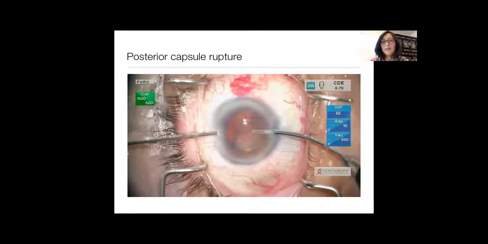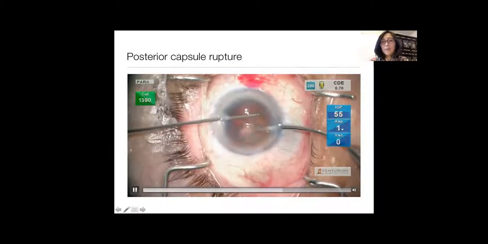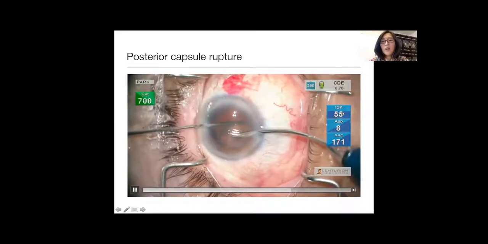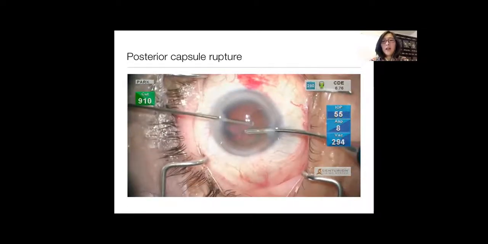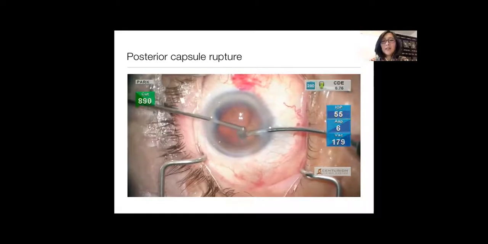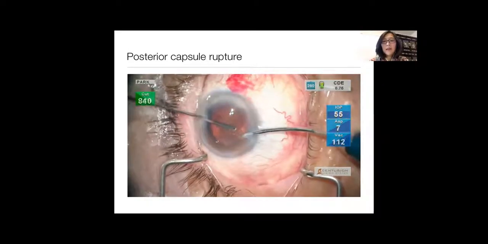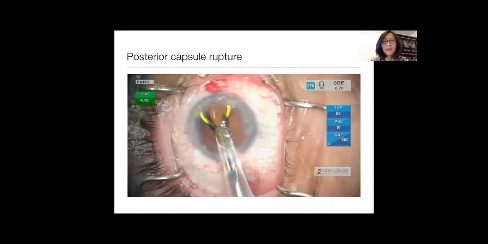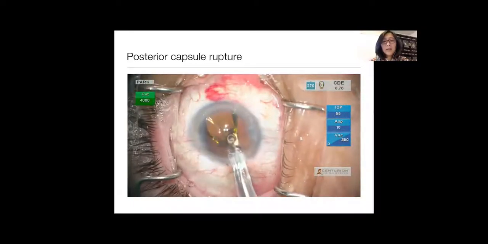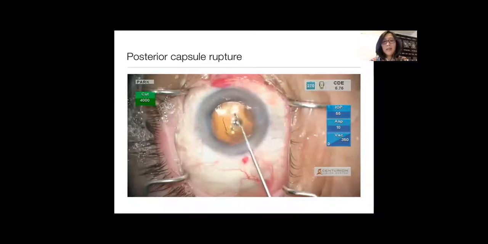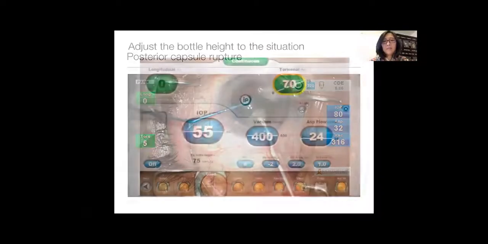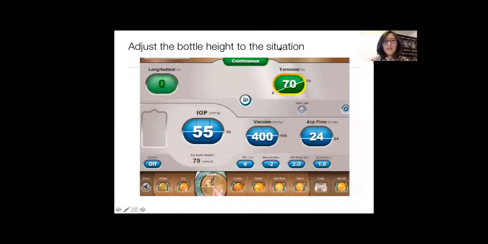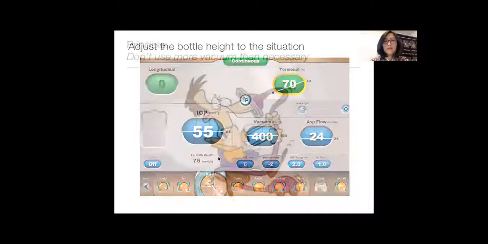So you'll see I've dropped it from 80 to 55. In doing so, I'm hoping not to hydrate the vitreous. I'm hoping to keep these pieces a little bit more stable. You can see here, not entirely successful. A little piece falls behind. However, we're still able to place a lens into the posterior chamber. So again, we're adjusting the bottle height according to the situation. And here you can see the equivalent bottle height, the IOP in this particular case.